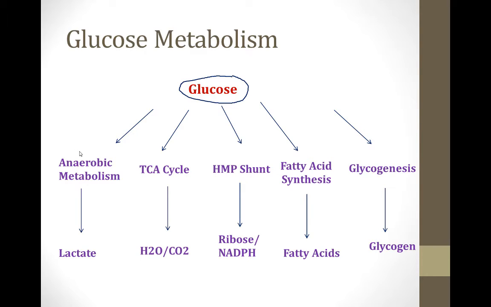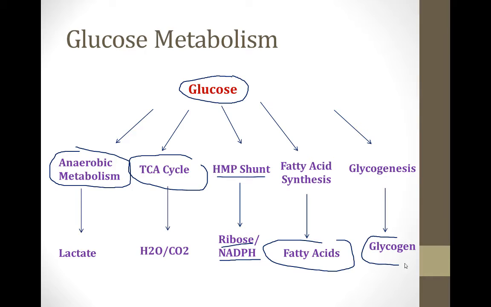We will talk about using glucose for anaerobic metabolism in the glycolysis module. We'll talk about how it can enter the tricarboxylic acid cycle. It can also be directed to the HMP shunt, which is how we get the ribonucleic acids we need for DNA and RNA. It's also how we get a very important molecule called NADPH. Glucose can be used to make fatty acids, and it can also be converted into glycogen.